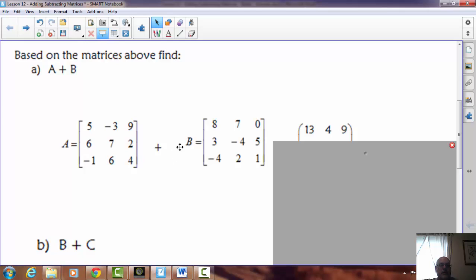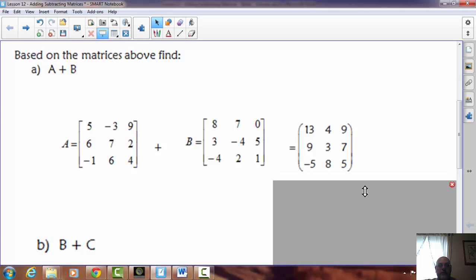Next row, 6 plus 3 is 9. 7 minus 4 is 3. 2 plus 5 is 7. Those are the elements in the second row. And when we add the elements of the third row, negative 1 plus negative 4 is negative 5. 6 and 2 is 8. 4 and 1 is 5. That's the resultant matrix of the sum of A plus B. It's no more complex than adding the corresponding elements and building a matrix with the result.